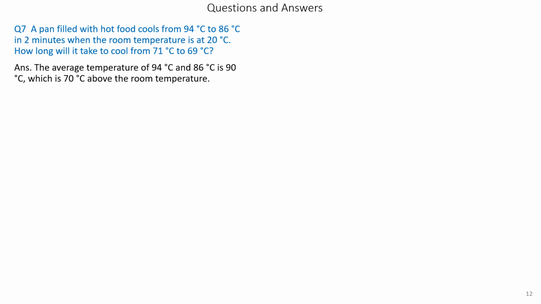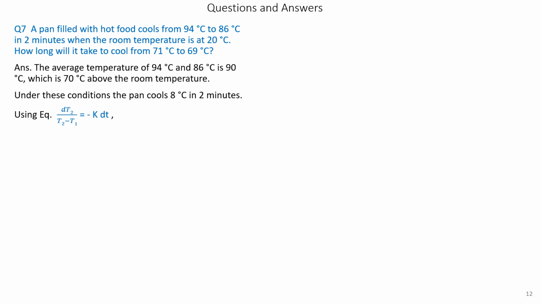Answer. The average temperature is the average of 94 and 86, which is 90 degrees Celsius, which is 70 degrees Celsius above the room temperature. That is, 70 plus 20 is 90. Therefore, under these conditions, the pan cools 8 degrees Celsius in 2 minutes.